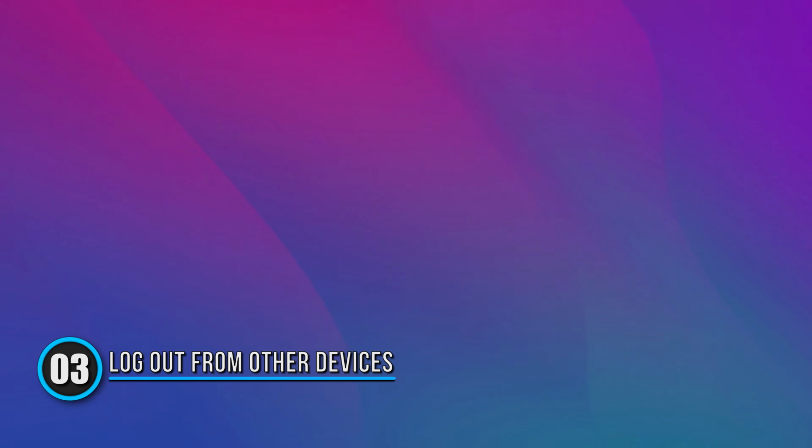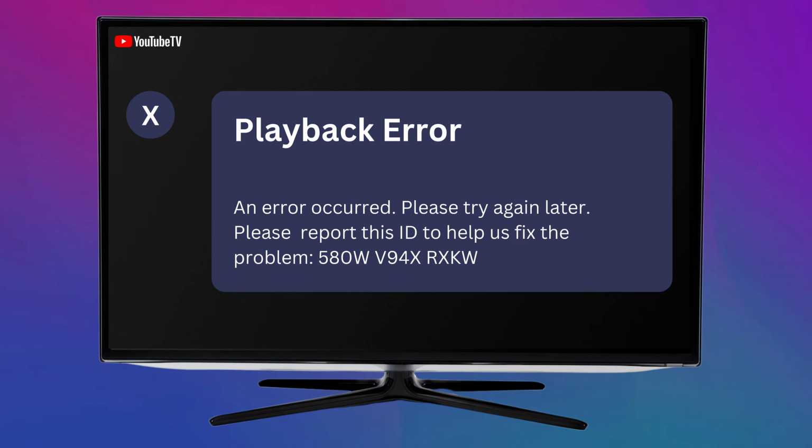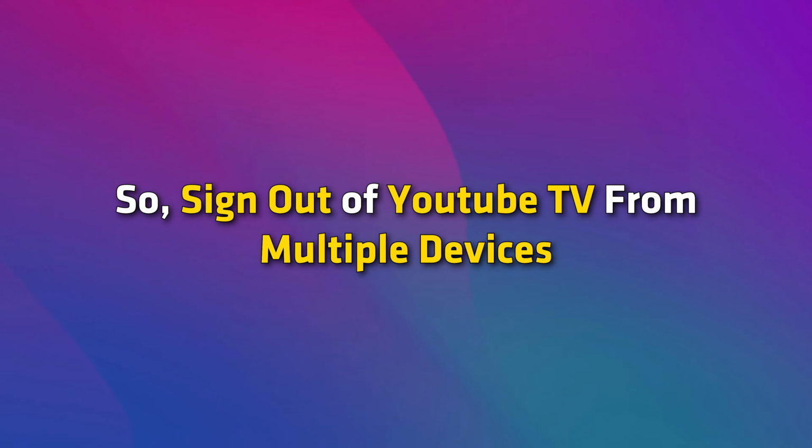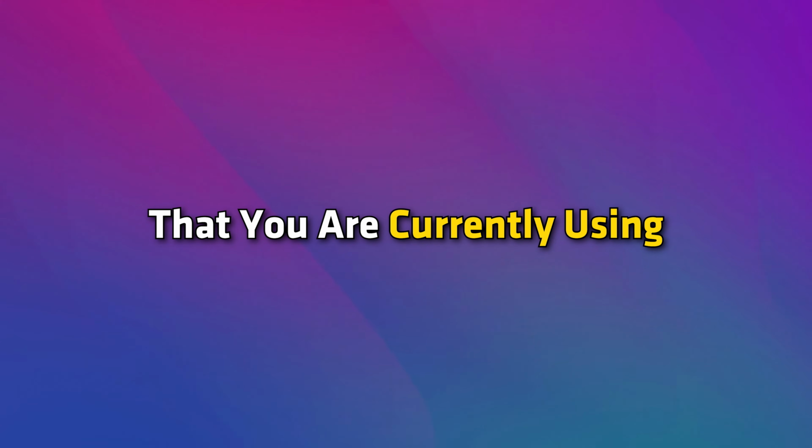Method 3. Log out of YouTube TV from other devices. YouTube TV lets you stream videos from a maximum of 3 devices simultaneously. If you exceed this limit, you are going to get a playback error on the 4th device you are using. So sign out of YouTube TV for multiple devices except from the primary one that you are currently using.